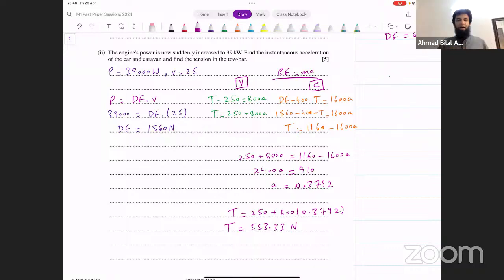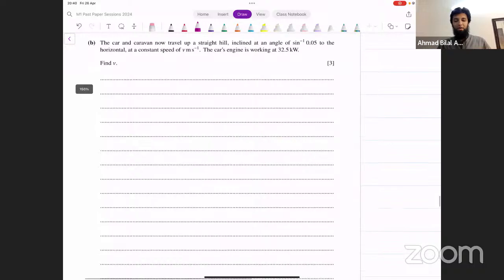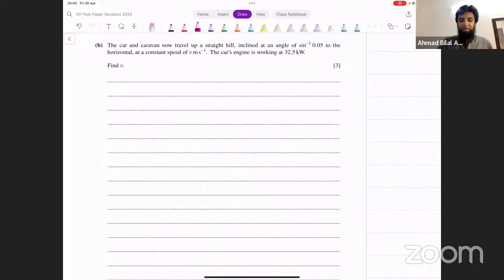Okay, so we've got the value of tension and the value of acceleration. Now let's look at the next part. It says the car and the caravan now travel up a straight hill, inclined at an angle of sine inverse of 0.05 to the horizontal at a constant speed of V meters per second. The car's engine is working at 32.5 kilowatts. And now we need to find the value of V.